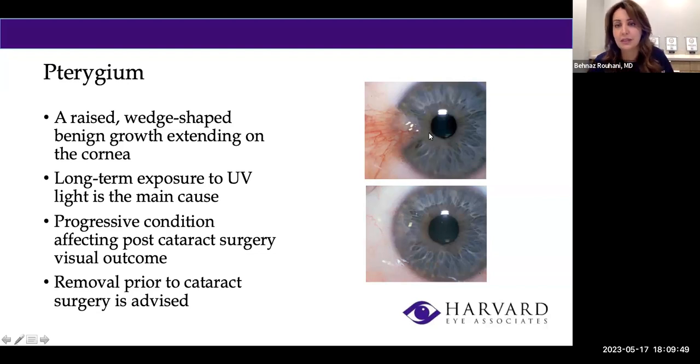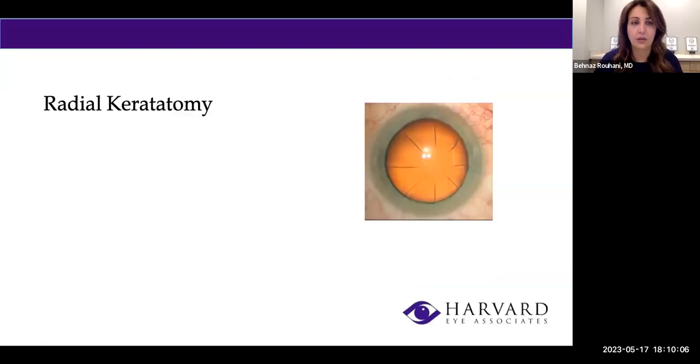Number two, this is a progressive condition. It will get worse. So patients might be happy after surgery if I don't get this done, but that happiness may last only a few years and they start having problems once this progresses. So it's always better to be done prior to cataract surgery.